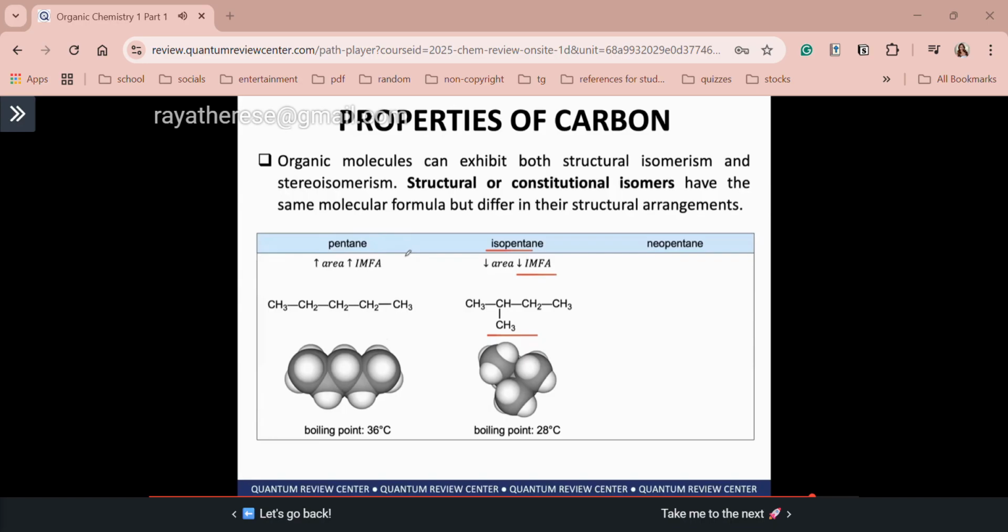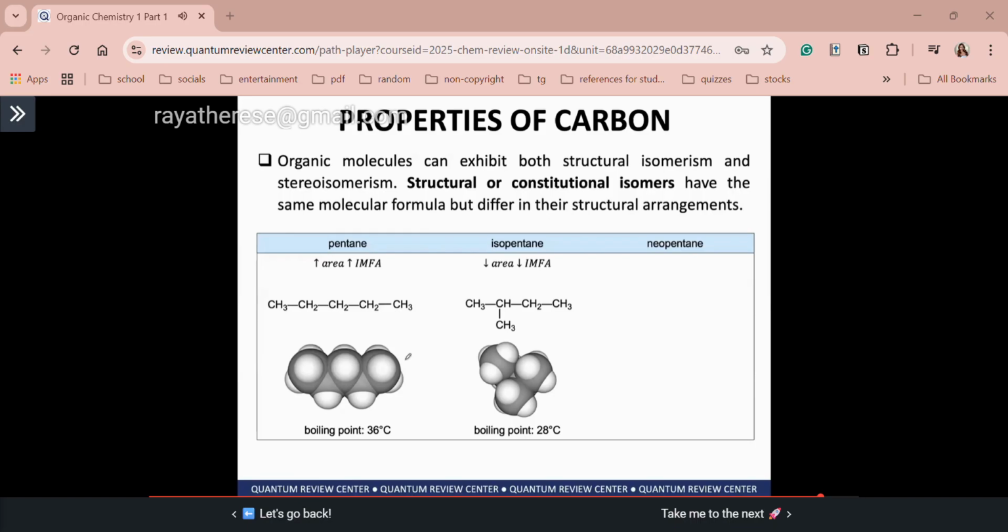What's the reason? Because we have fewer available atoms for IMFA, particularly for London dispersion forces. Class, please revisit your inorganic and Gen Chem discussions. Check what is the effect of branching or decreasing the surface area. See, the boiling point also decreased. So generally, in summary, they have a direct relationship.